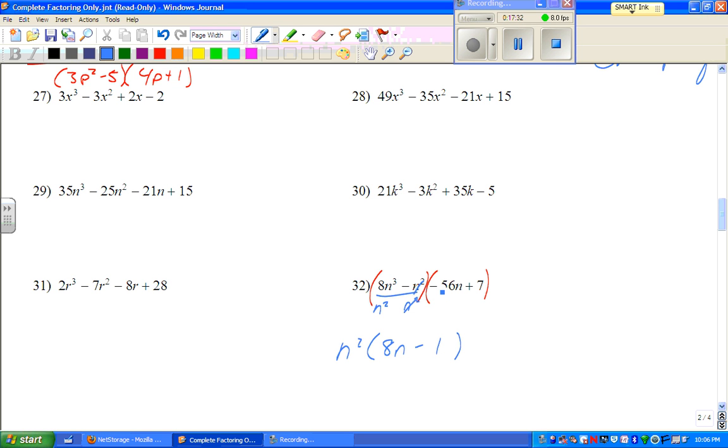Okay, now, the second one, the first term is negative. I want it to be positive. I want it to say positive 8n. So that means I have to divide out a negative. 56 and 7 are both divisible by negative 7. So we take out a negative 7. And then negative 56 divided by negative 7 is 8, so that gives me 8n. 7 divided by negative 7 is negative 1. The parentheses match, 8n minus 1. And what's left over is the n squared minus 7.